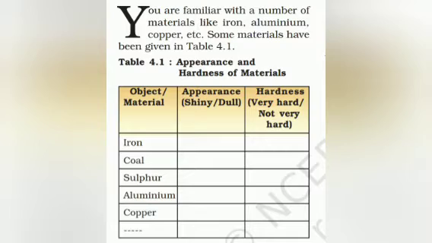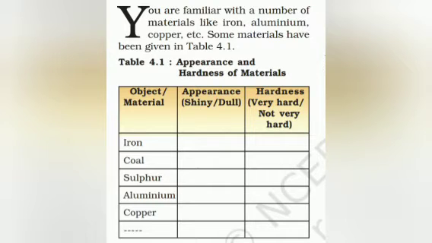Aluminium and copper both are shiny and they are harder in nature. So iron, aluminium, copper are shiny and hard, they are metals. Whereas sulfur and coal are dull in appearance and they are not very hard.